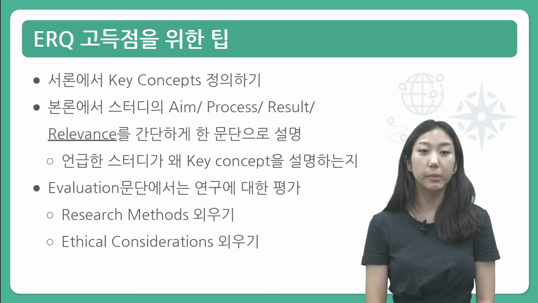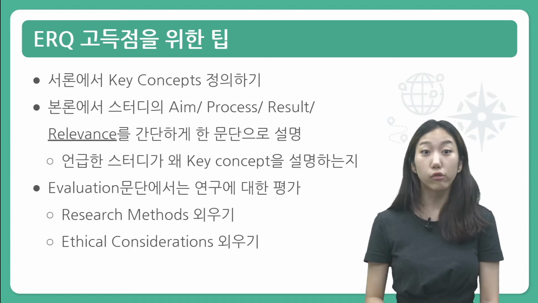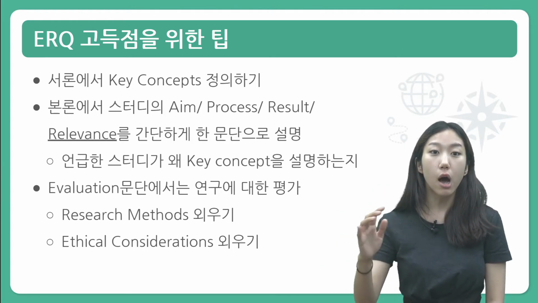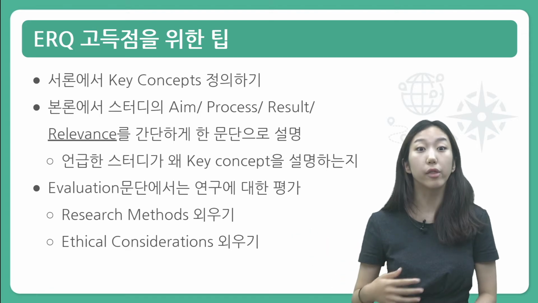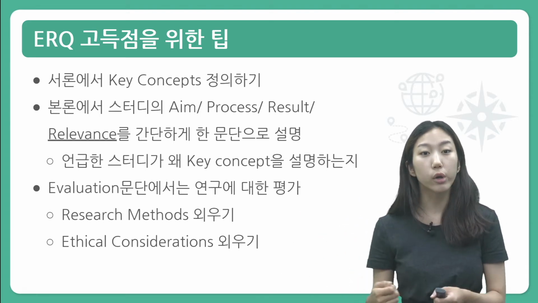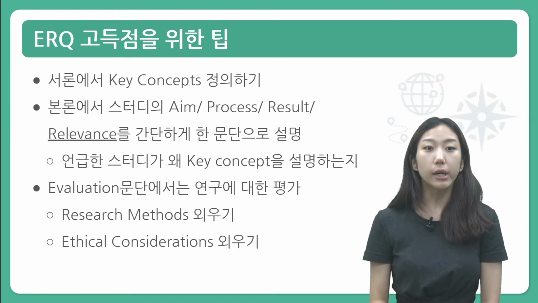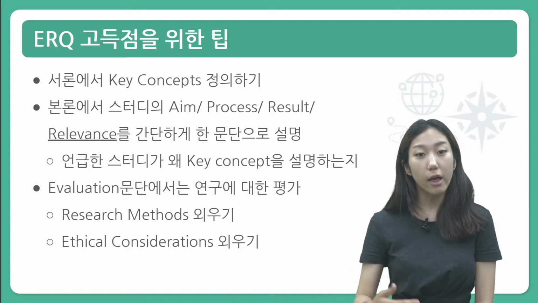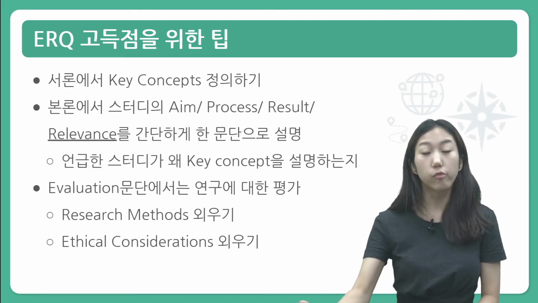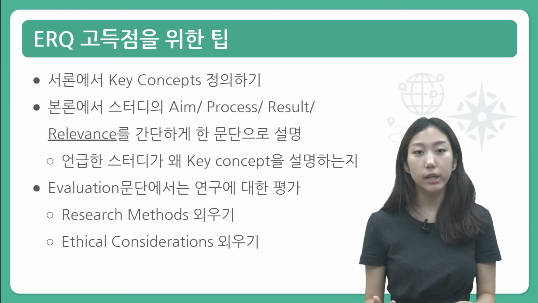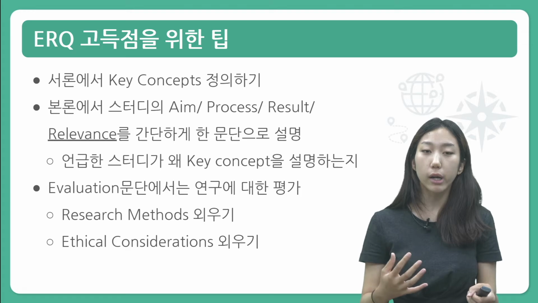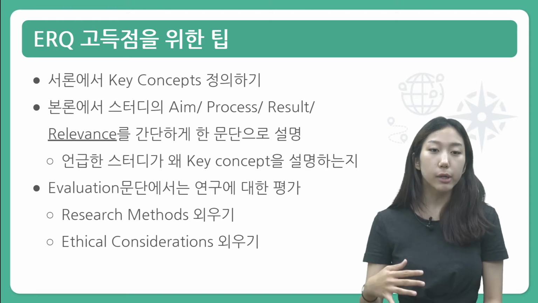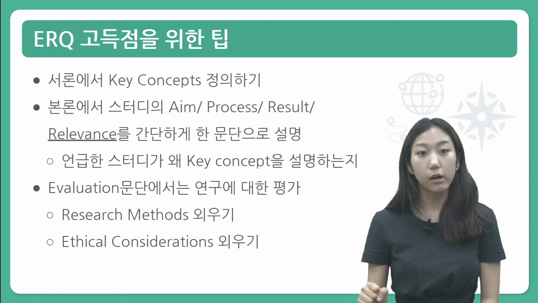In the beginning, you're going to be defining the key concepts, the relevant key concepts. So you're not just defining globalization, but the relevant key concepts that might be brought up in the context of the research studies that you want to bring into the essay. In the main body paragraph, you'll be going through the aim, the process, the results, and the relevance of bringing up the research study into the essay. So whatever research study you bring up, how is that relevant in explaining globalization? And then last but not least, you'll be evaluating the paragraph.